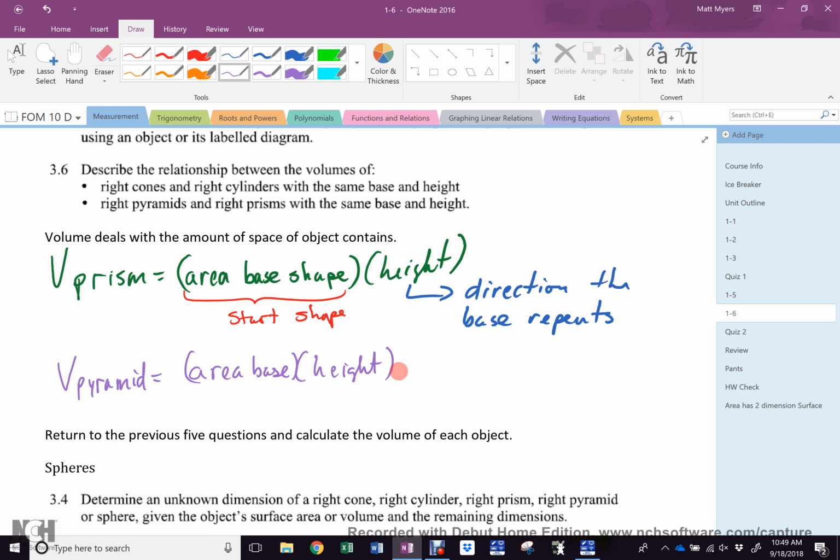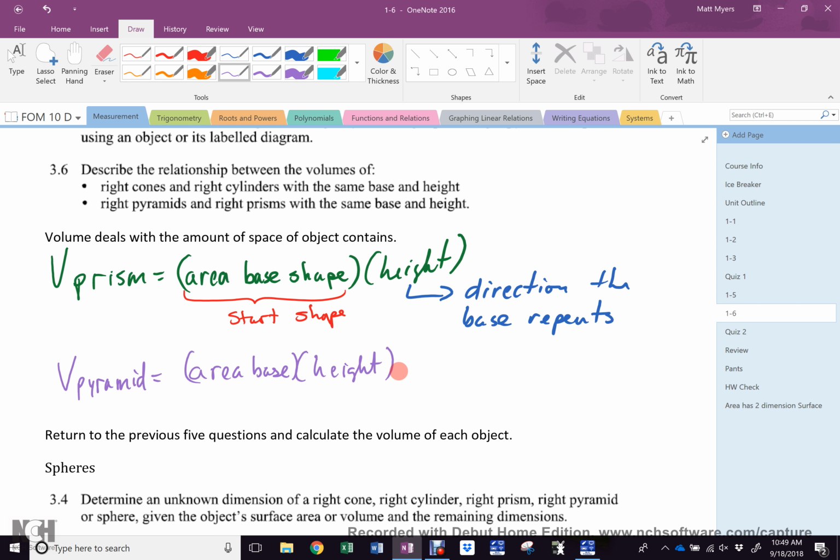Everybody agree? Now, there's a problem here, isn't there? Because if I want to, for example, drop an ice cream cone in here, it's going to have the same circle at the top, isn't it? But it shrinks to nothing, yes? So is its volume more or less than its related prism? Less, because there's going to be empty space in here if I drop a cone in there, because it's not big enough.